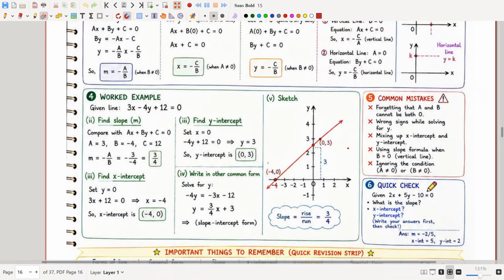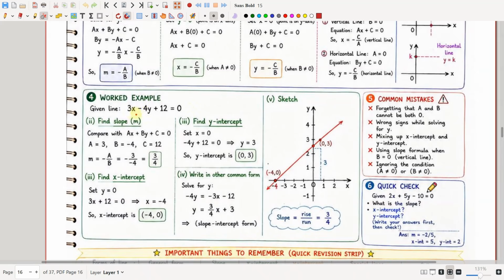So see the worked example here. Given the line 3x minus 4y plus 12 is equal to 0. First let's find the slope using this. The given equation is 3x minus 4y plus 12 is equal to 0. So my a value will be 3, b value will be minus 4, and c value will be 12.